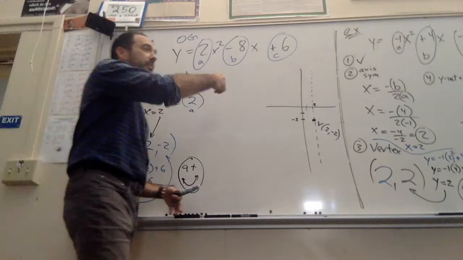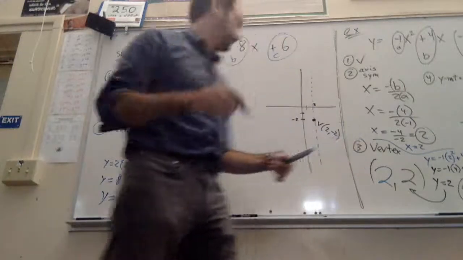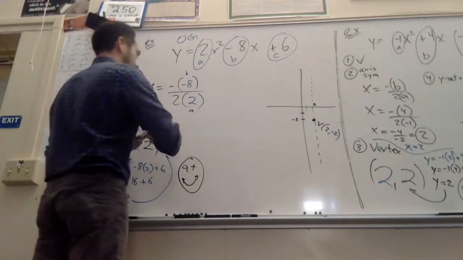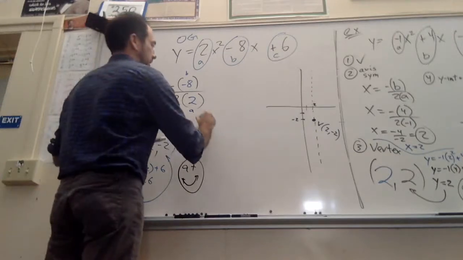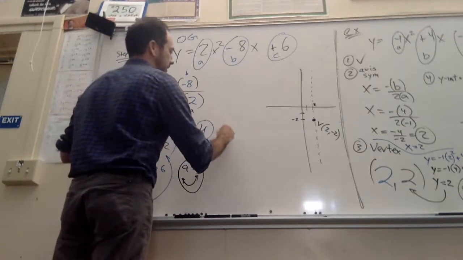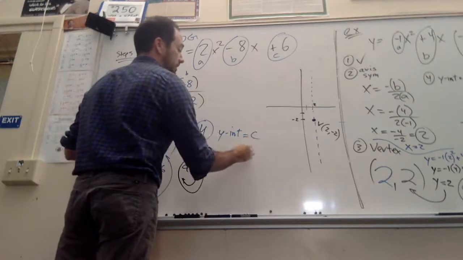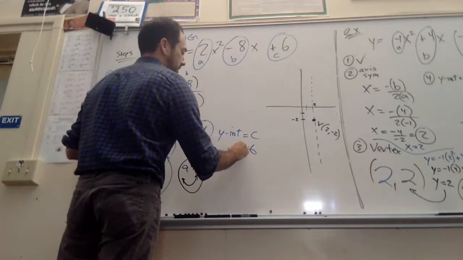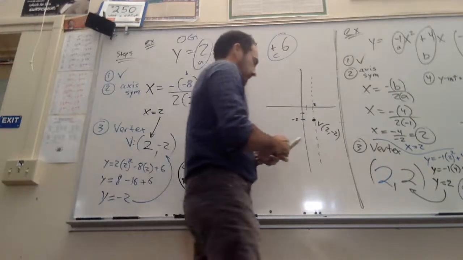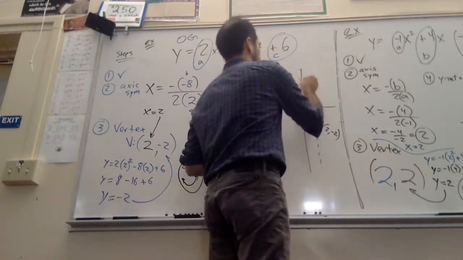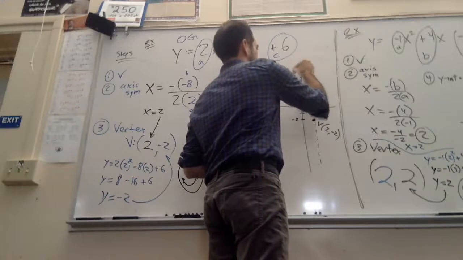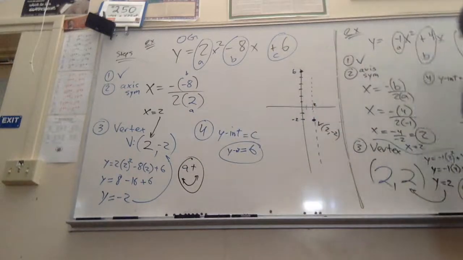So I know it opens up. What's the last thing that I could find? Step 4. The y-intercept. Good. The y-intercept is equal to C, so it's equal to 6. So I'm going to go here at 6. 1, 2, 3, 4, 5, 6. Okay. Go ahead and graph that. Graph the left side of that first, and then use the symmetry idea to mirror it to the other side.